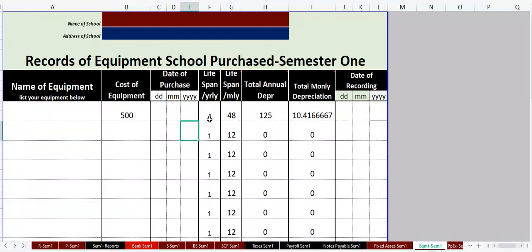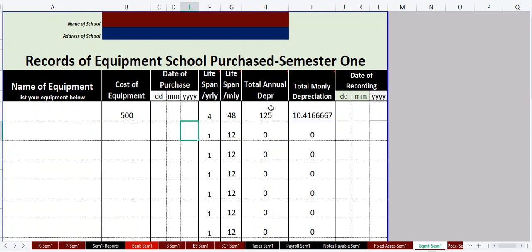Okay, full months, 4 years. Let me try something like 5. Okay, let me say 3 years. Let's say 2 years. All right, no, let me go back. Let me just say 4 years. We expect the laptop to spend 4 years with us. All right, so now you can see what the annual depreciation will be.